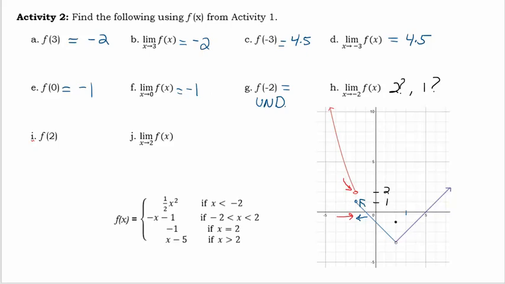All right, so the next one says, what is f of 2? Well, the value of the function at 2 is -1. That's this point right here.